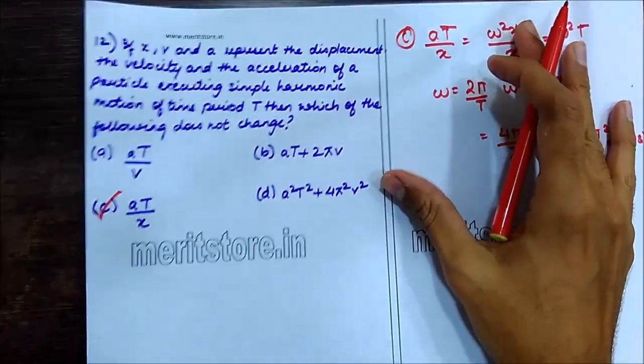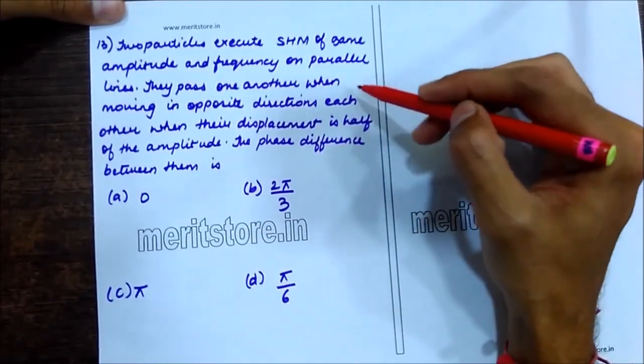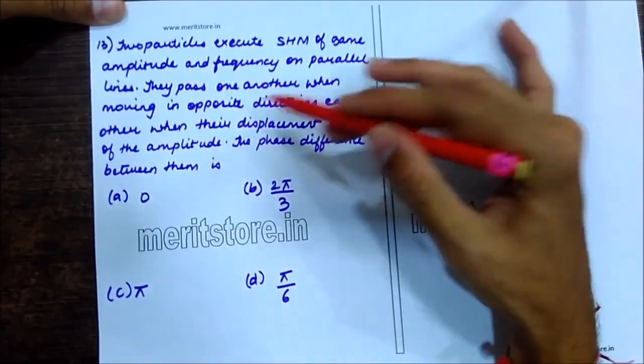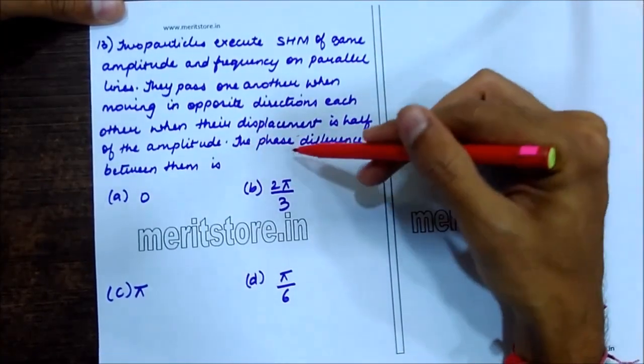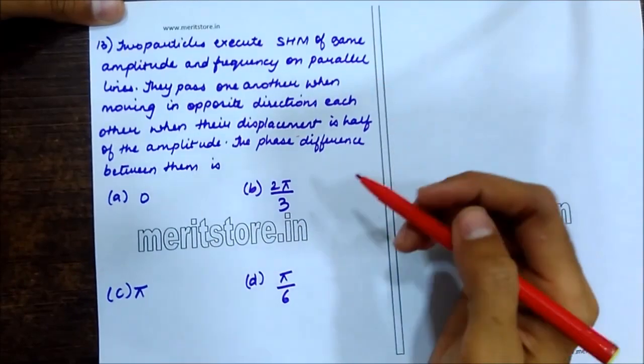Correct option is C. Two particles executing SHM of the same amplitude and frequency on parallel lines pass one another when moving in opposite directions when their displacement is half of the amplitude. The phase difference between them is 0, 2 pi by 3, pi, or pi by 6?